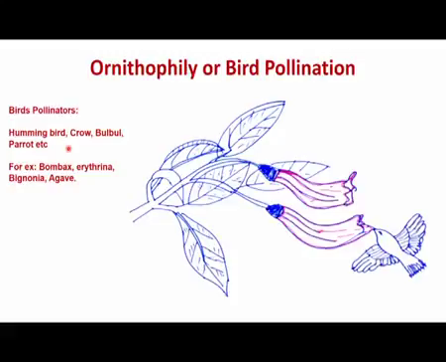In these cases, as you can see, this is a kind of tube-like structure, and at the bottom of the tube, what you will see is the nectar. The bird wants that particular nectar, and in this process it carries the pollen grains from one plant to another plant.